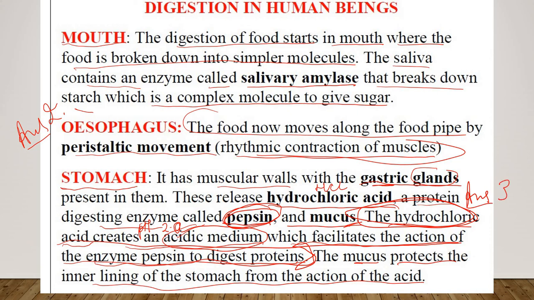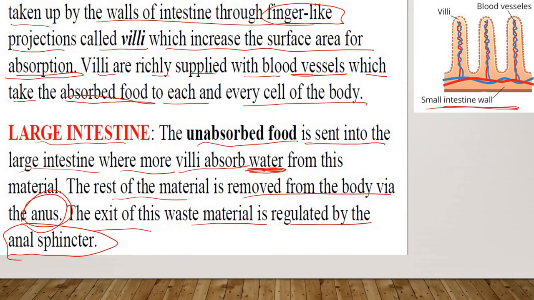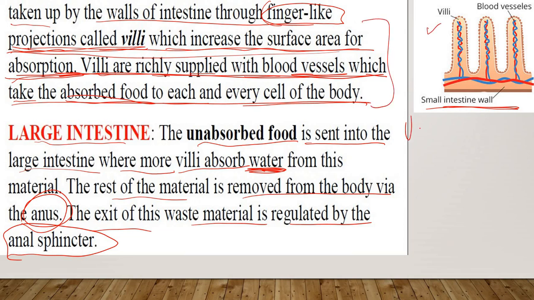Now coming back to our questions. How is the small intestine designed to absorb digested food? There are finger-like projections called villi, which increase the surface area for absorption, and they are supplied with rich blood vessels, which take the absorbed food to each cell. And you will draw this diagram also. So this is your answer number 4.